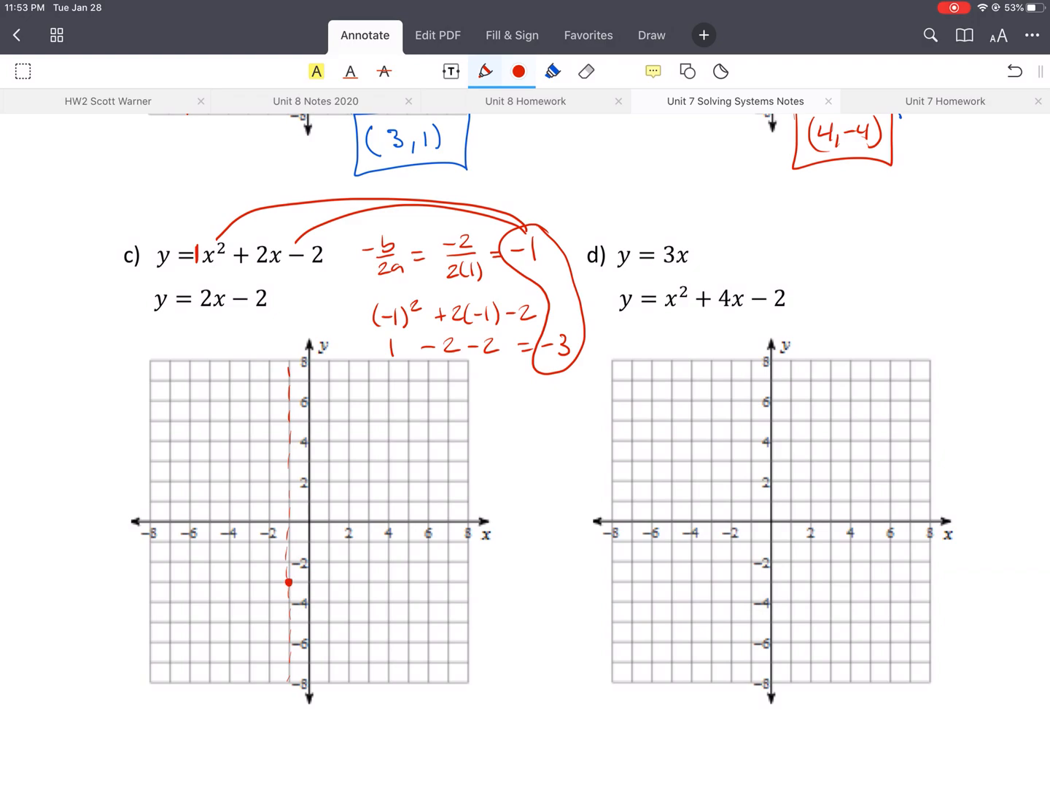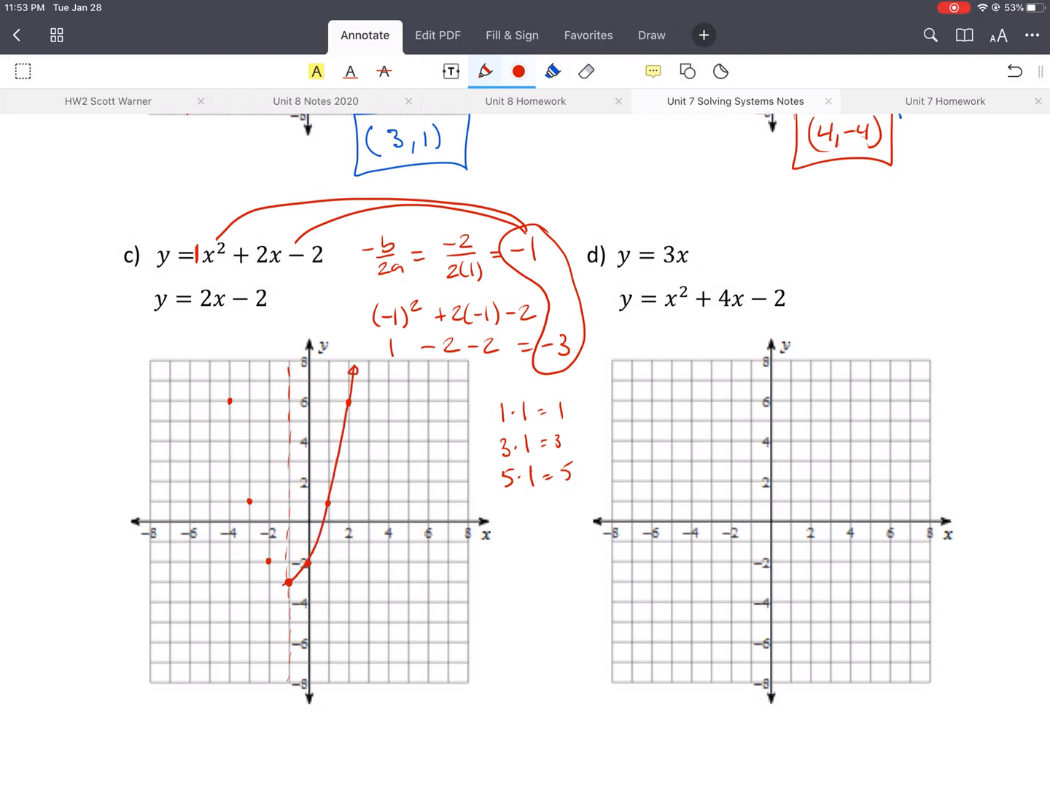Okay? And then we'll use our growth pattern. Since a is 1, we're going to use 1 times a, 3 times a, and 5 times a. So over 1, up 1, over 1, up 3, and over 1, up 5. Okay? It's very important that you put all of those points.